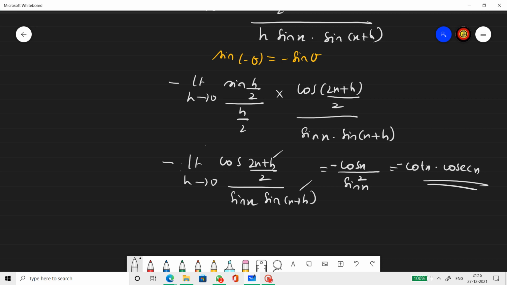So once you apply the limit, the h will become 0. It will be cos(2x by 2), which is cos x, by sin x into sin x, which is sin square x. Cos by sin is cot, 1 by sin is cosec. Minus is already outside, so it is minus cot x into cosec x.